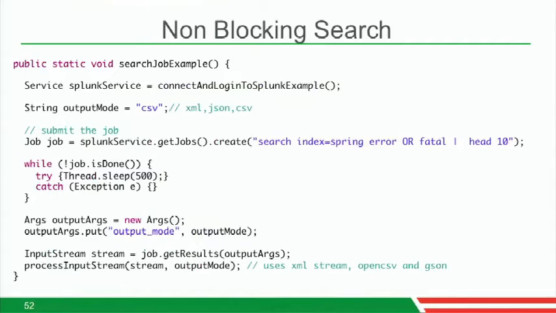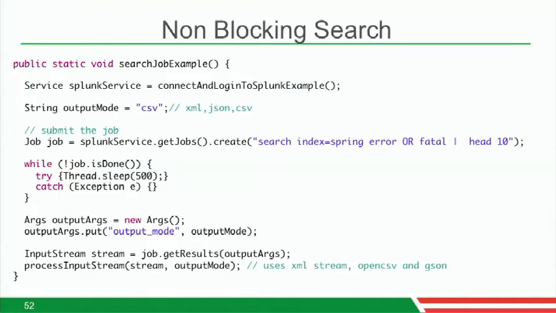But this is the one I primarily use most of the time because we like non-blocking and asynchronous and all that good stuff. So again, we're connecting to Splunk and authenticating, and this time I'm actually telling Splunk what output format I want my results to come back to me in. We have the option of specifying XML, JSON, or CSV. So I've just said, please return my results back to me in CSV.